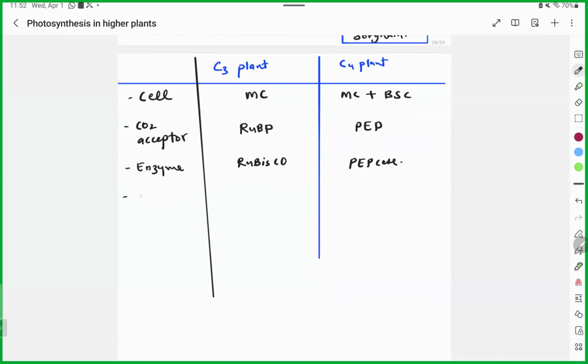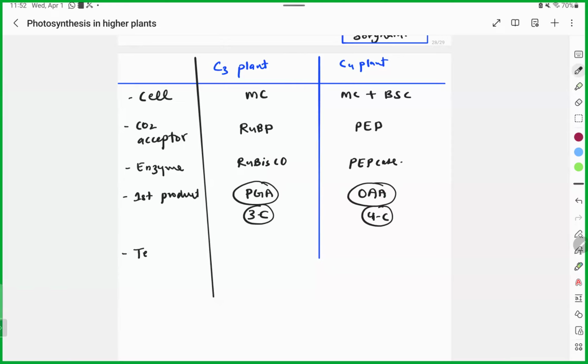Then, the first product formed in the process. In C3 plants, PGA, phosphoglycerate, is formed. Here oxaloacetic acid is formed. This is 3 carbon, this is 4 carbon. The difference is important: 3 carbon, 4 carbon. Then what are the other differences?